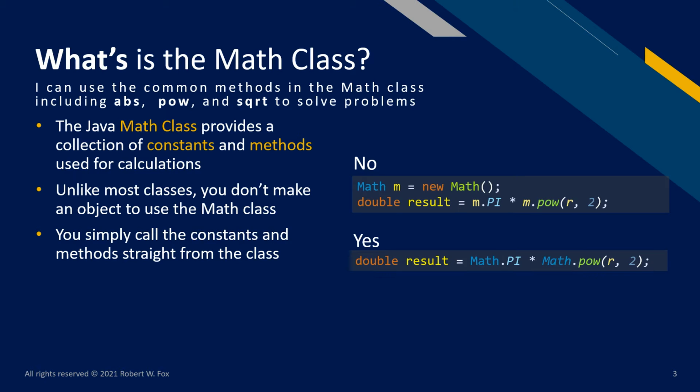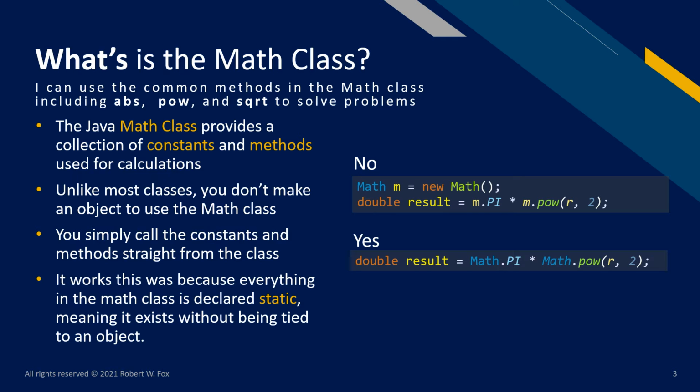Let's see what that looks like. So here, in the first part of my calculation, I want to access the value of pi. So I say Math, as in the Math class, dot PI, or Math.pow, or Math.sqrt, or Math.abs. I don't have to create an object. In fact, I can't create an object. When I use the Math class, I have to call the constants and methods straight from the class.